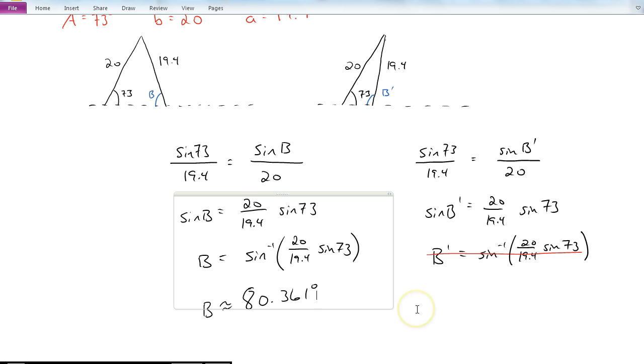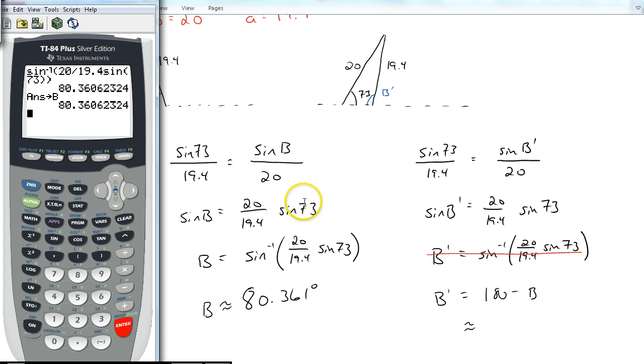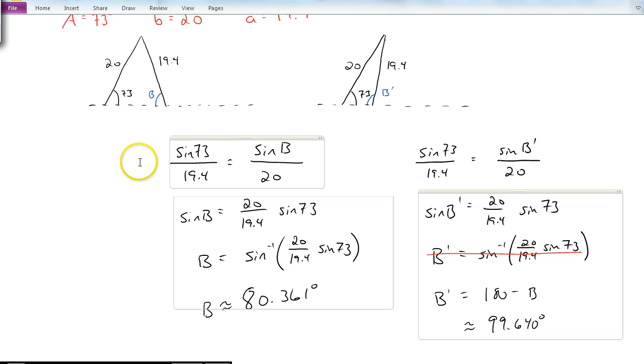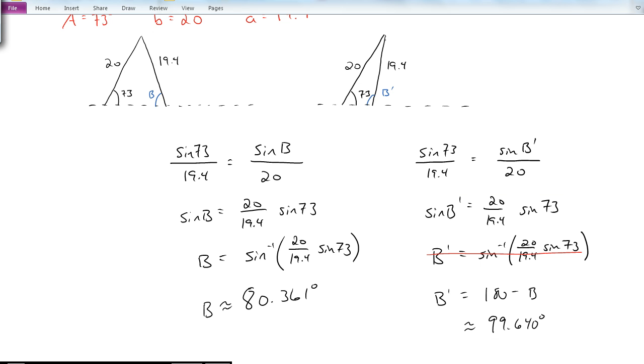Okay, so while I'm here, I am going to figure out B prime, because I know that angle B and angle B prime are supplements, so angle B prime is 180 minus angle B. Okay, and then I could go back to my calculator, and I can do 180 minus alpha B. And I got 99.640 degrees. Okay, so I've got angle B here and angle B prime over here. That enables me to find this other angle up here, which I'm going to call angle C.